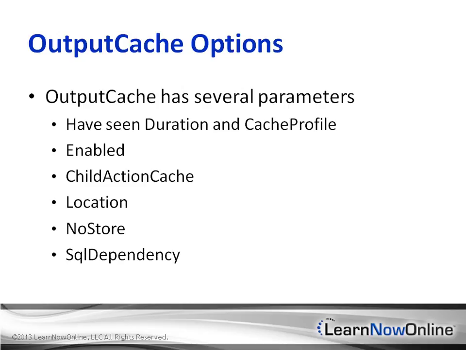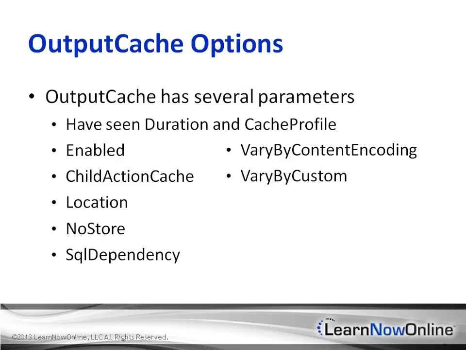Another option is SQL dependency. This gets or sets the SQL dependency so that you can have the cache depend on the contents of data within a database table. And then there are some vary by parameters. The first one is vary by content encoding. And this gets or sets the vary by content encoding value, which is a comma-delimited list of character sets, which are content encodings. So for different languages and different cultures.